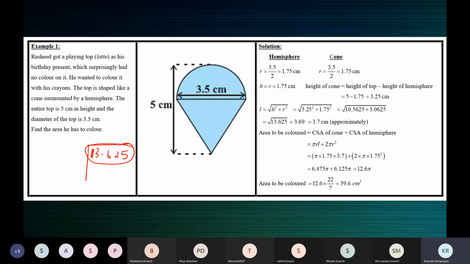So now I got 3.69. Just rounded it to 3.7. Now that is your choice again. You can have it as 3.69 also. I've rounded it off to 3.7. So that also is your choice. You can have it as 3.69 or round it to 3.7.